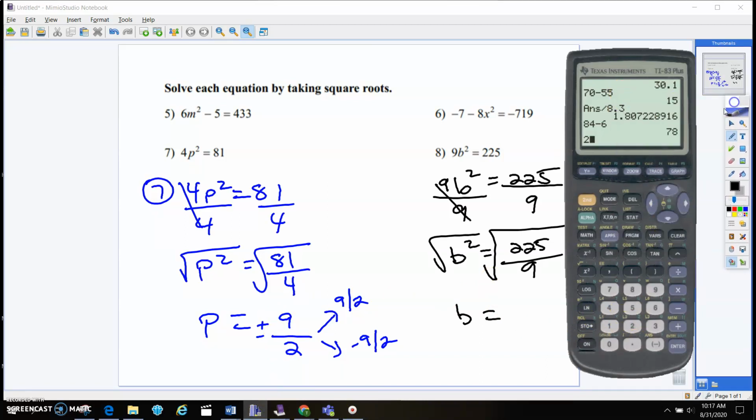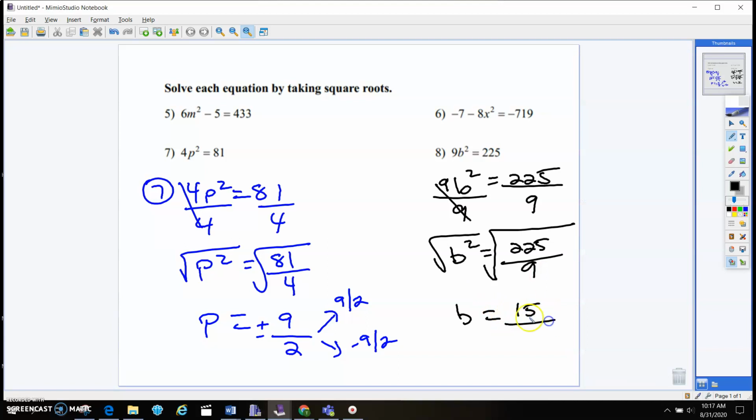So if I go into my handy dandy calculator and type square root of 225 and hit enter, boom, it gives me 15. In the bottom, if I take the square root of 9, I'm going to get 3. Well, I know what 15 divided by 3 is. That gives me 5. Yes. But remember, you've got to include that plus and minus. So you should have positive 5 and negative 5 as your final answer.